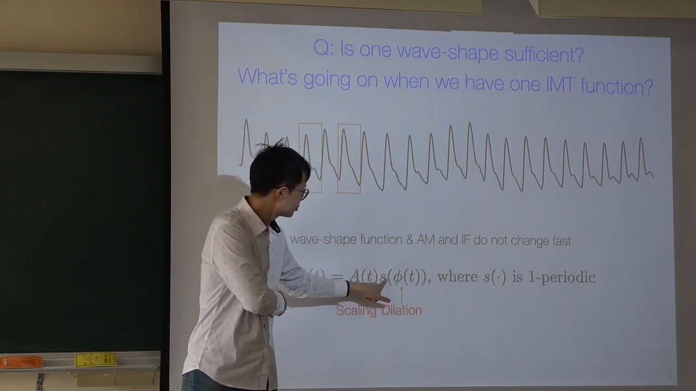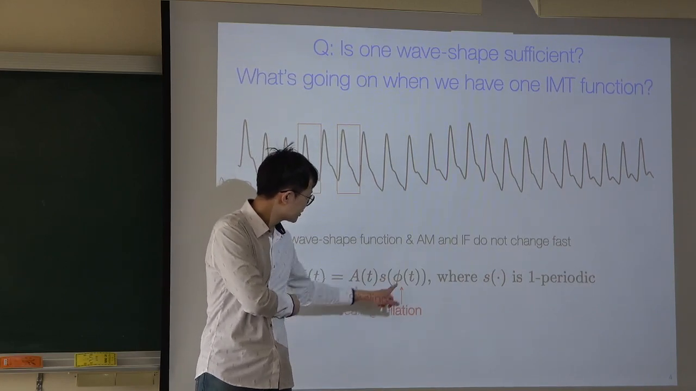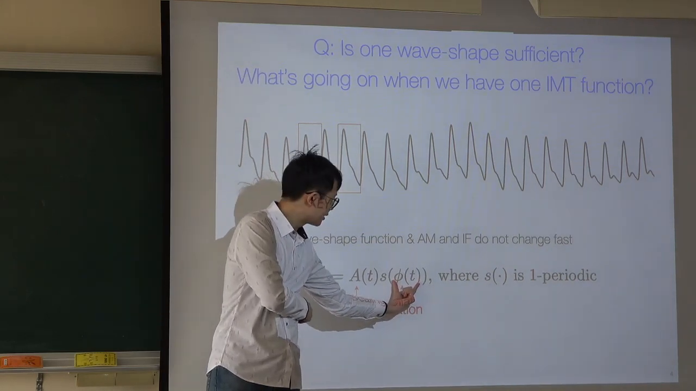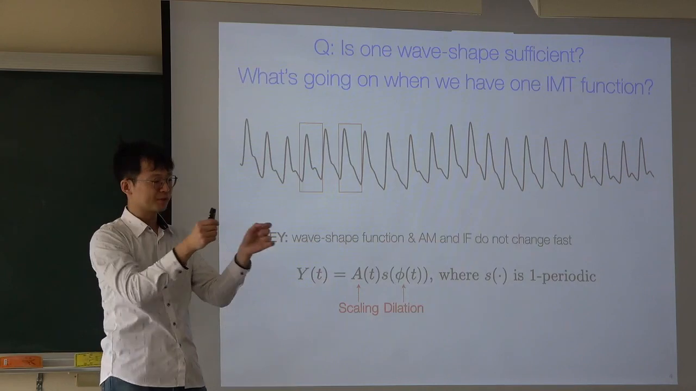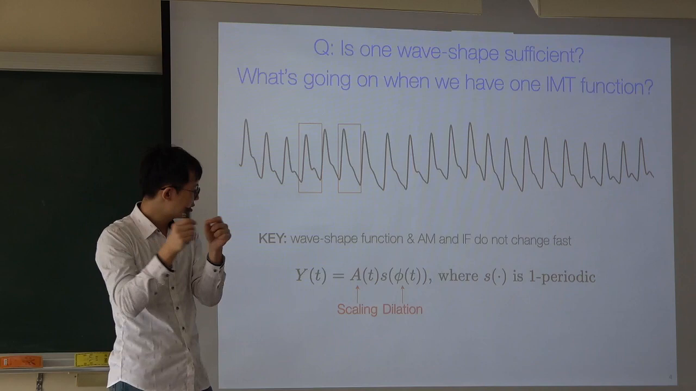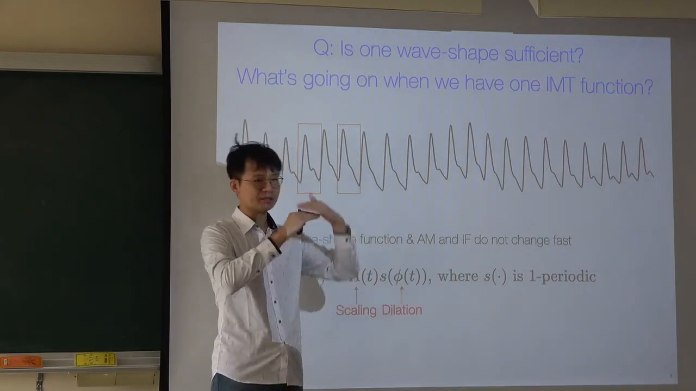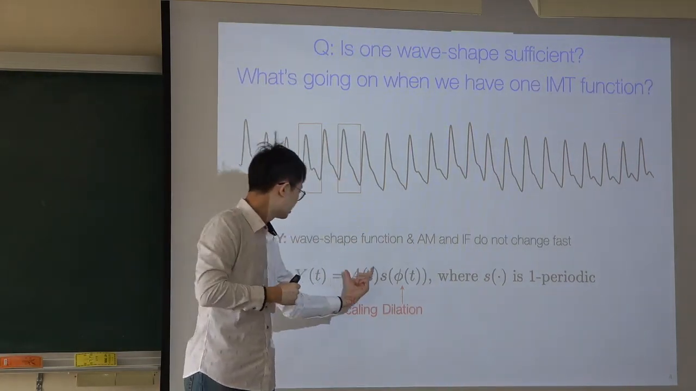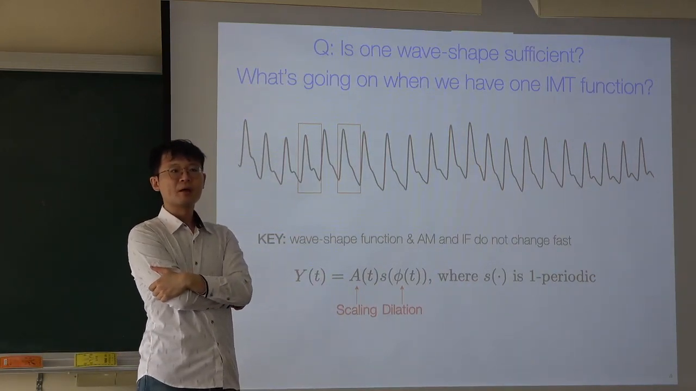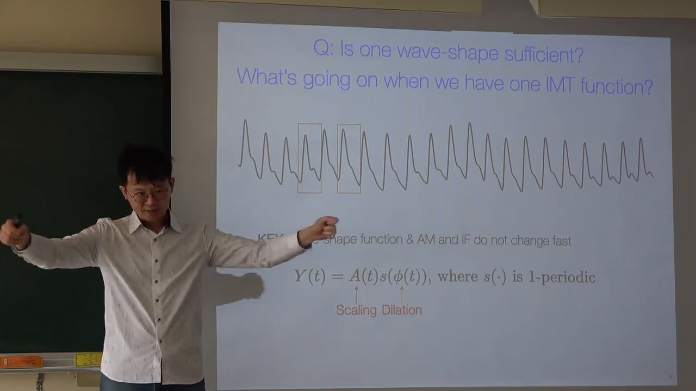S is one periodic function, isn't it? You compose it with a dilation. This dilation, the phase function, is a monotonically increasing function, which will dilate S from time to time. And the dilation is the instantaneous frequency. And you scale the size of the oscillation by the amplitude. And this is the signal. If you pay attention to this idea, it is a dilation of one pattern and the scaling.